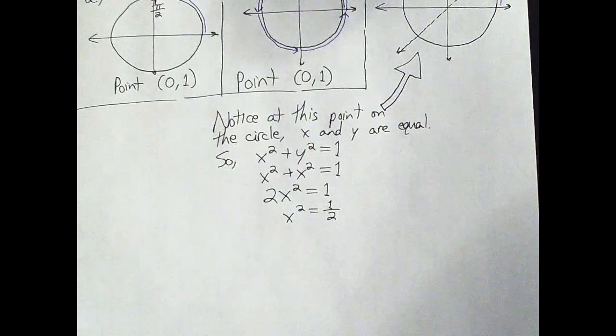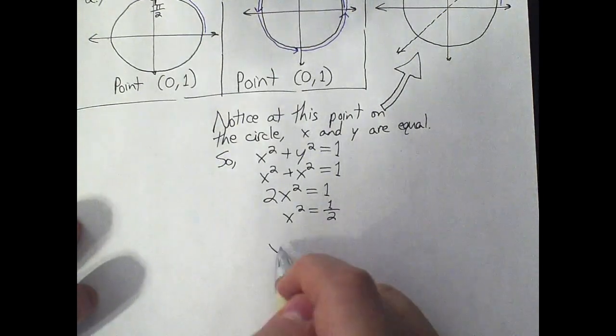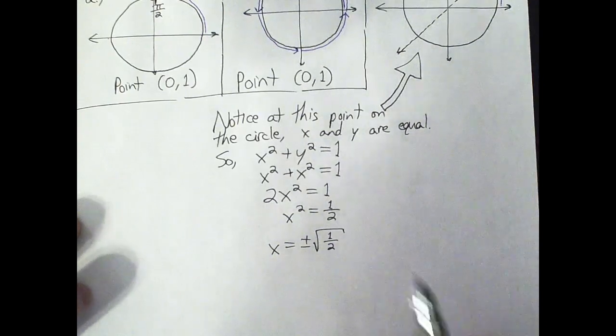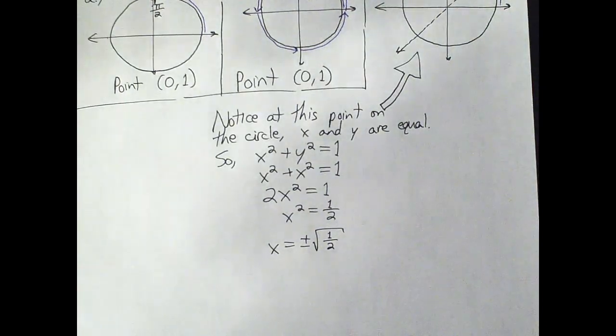I'd like to take the square root of both sides. When I do that, I'm going to get a plus or minus sign. X equals plus or minus the square root of 1/2. Now, we're not totally done yet. Let's think about this. First of all, let's try to rewrite this in a nicer way.